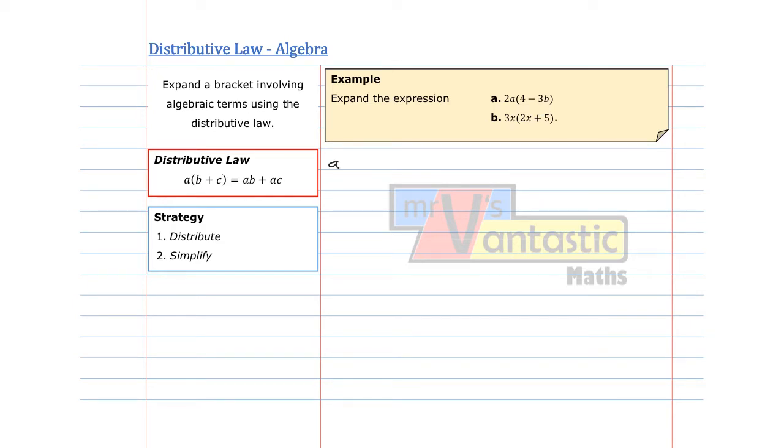Alright, so as always our starting point will be to distribute the term 2a into the bracket. So we will multiply 2a by 4 and we'll multiply 2a by 3b, which equals 2a times 4 minus 2a times 3b. 2a times 4 is 8a, minus 2 times 3 is 6, and a times b is just ab.